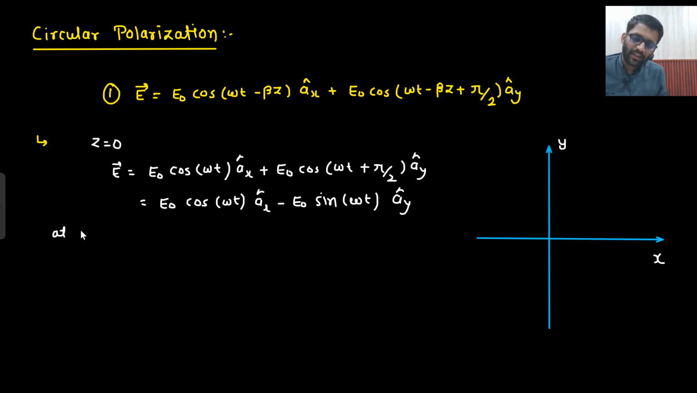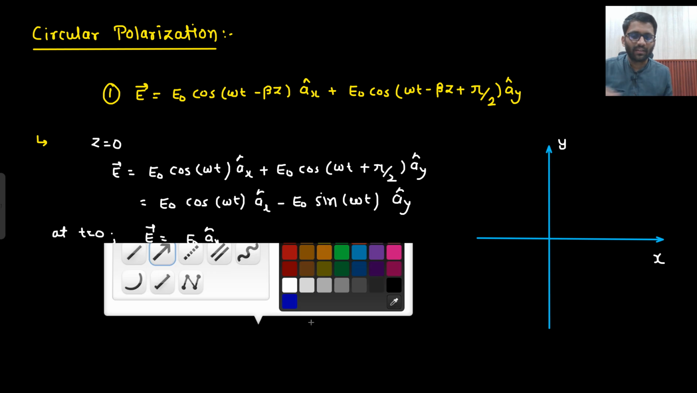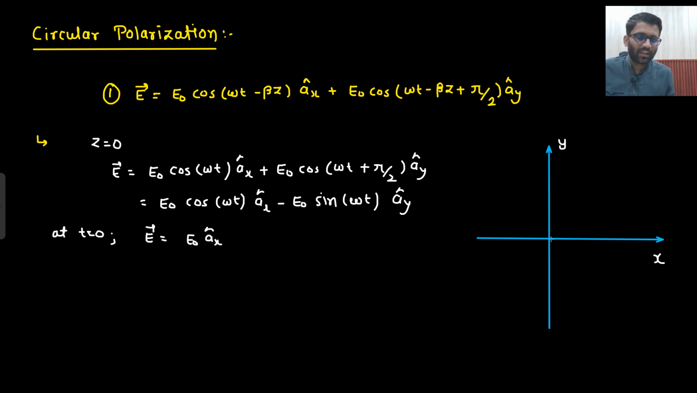First let's see at t equals 0. At t equals 0, what are you going to get? E naught ax cap, because cos 0 is 1. And what about sin 0? Sin 0 is 0 only. So in y there is nothing. So at t equals 0, this is my equivalent.